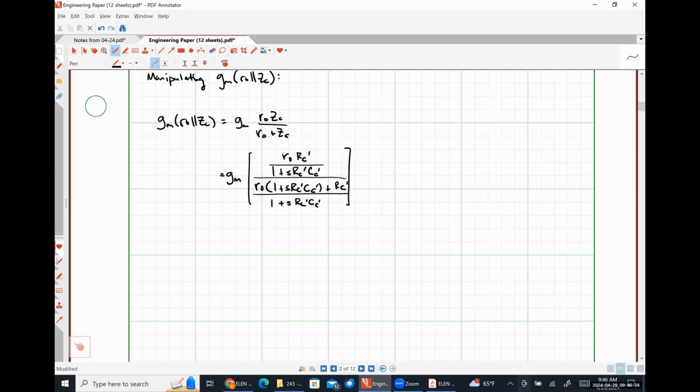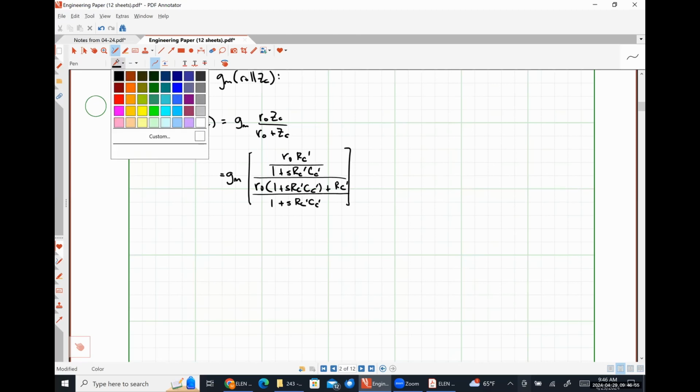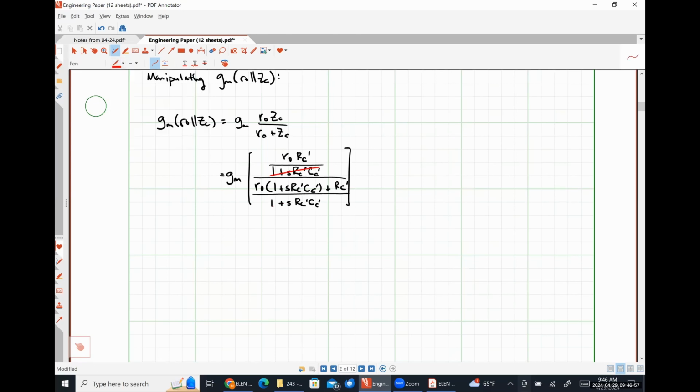Are we all okay with the algebra that happened there? I just multiplied that R naught by a factor of the denominator over the denominator so that I can lump them together. The RC prime over 1 plus S RC prime CC prime is just ZC. So I have the same denominator in my numerator and my denominator. I know that's an odd sentence, but those guys are going to cancel each other out, and I'm left with this thing right here.